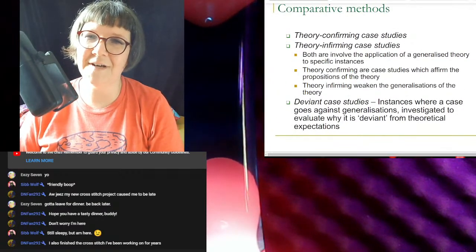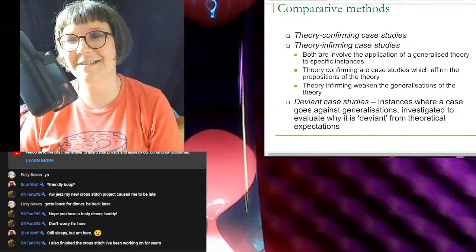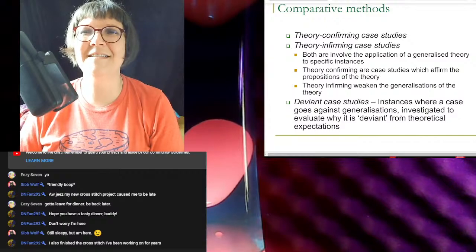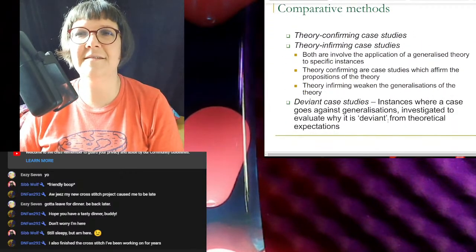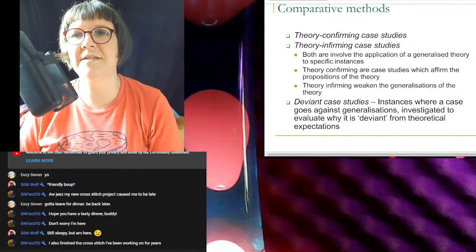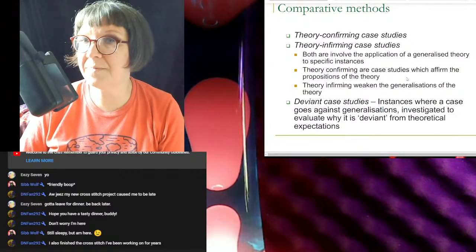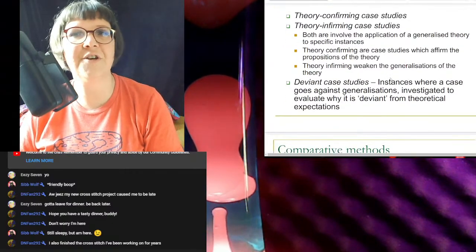Everyone knows you can find confirmation of a theory if you go look for it. So, yeah, you're probably going to get a hard time on this one. But moving on, theory-infirming cases. Now, both of these involve application of a generalized theory to a specific instance. Theory-confirming are cases which affirm the proposition. Theory-infirming weaken the generalizations.